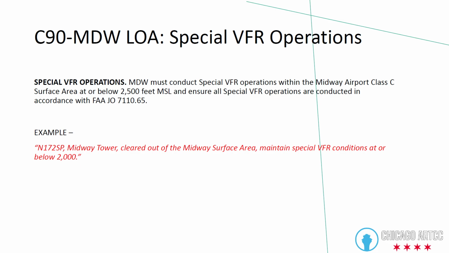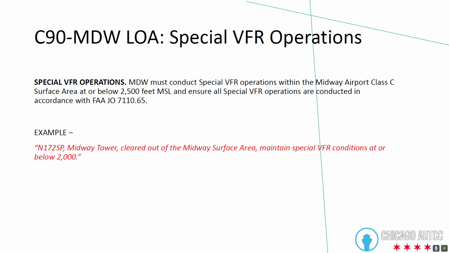Special VFR operations. Midway Tower must conduct special VFR operations within Midway Airport Class Charlie surface area at or below 2,500 feet MSL. Ensure all special VFR operations are conducted in accordance with the 7110 document. Example phraseology for us here: November 172 Sierra Papa, Midway Tower, cleared out of the Midway surface area, maintain special VFR conditions at or below 2,000.